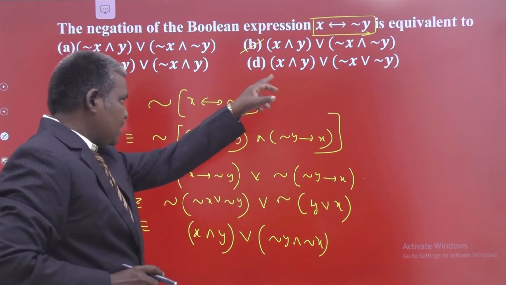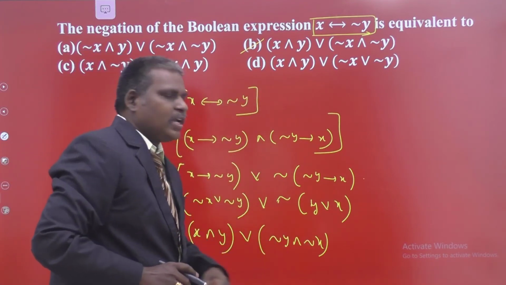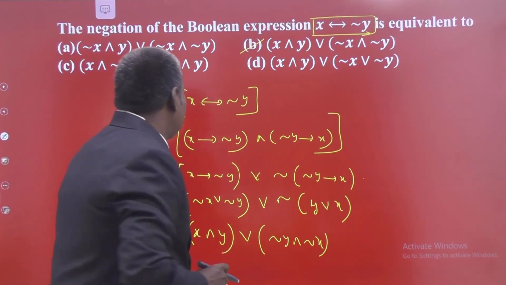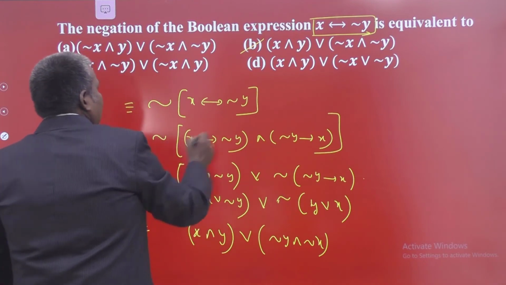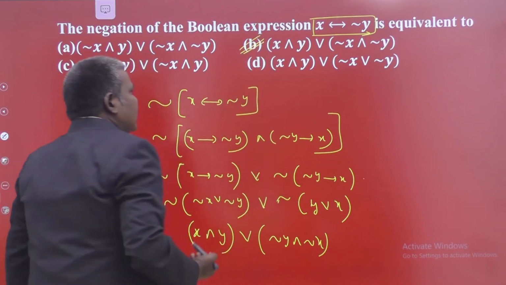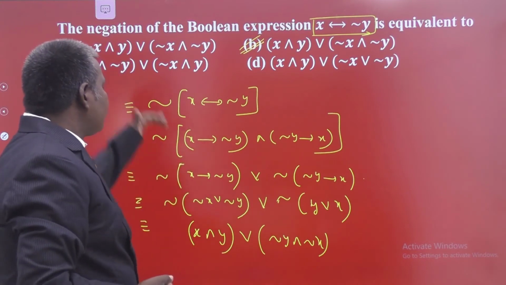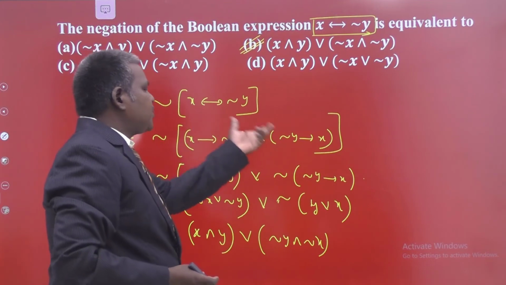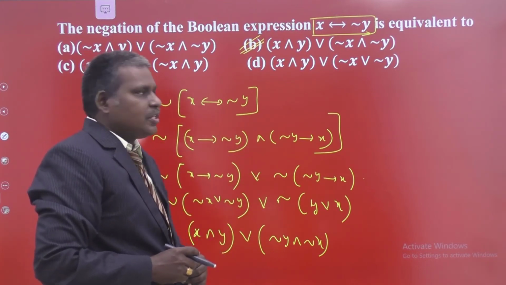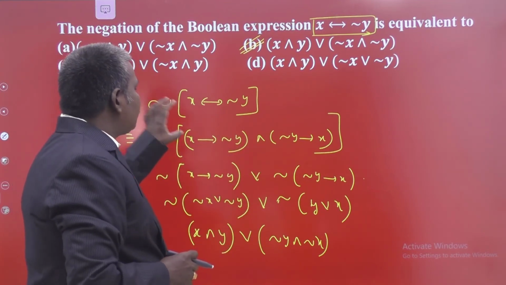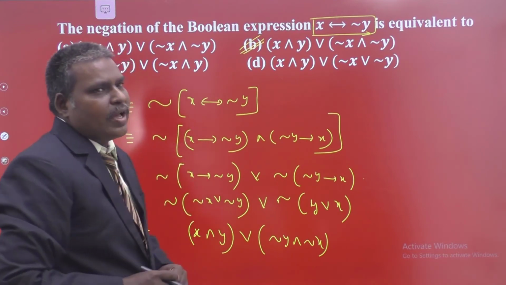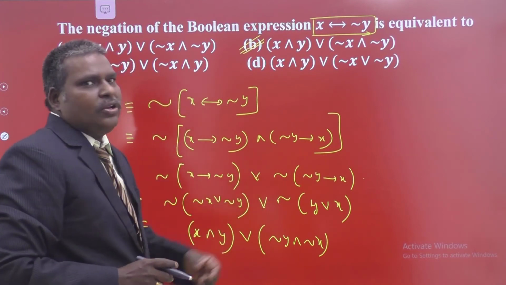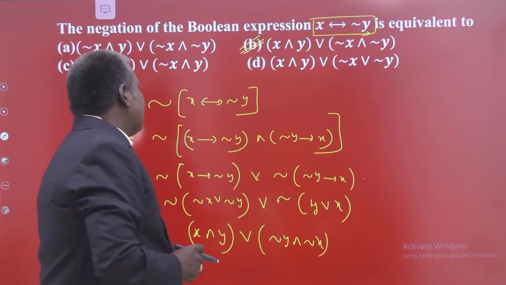Or, negation of x or y, negation of y or x. Negation of y or x is equal to negation of x or y. That is why both are equal. So in this manner, the second option is the correct option. Once you know the properties thoroughly, you can easily express one Boolean expression as another Boolean expression. If you are not in a position to apply the properties, you are going to write the truth values for each one of the statements. Then only you get the answer. It takes sometimes time.